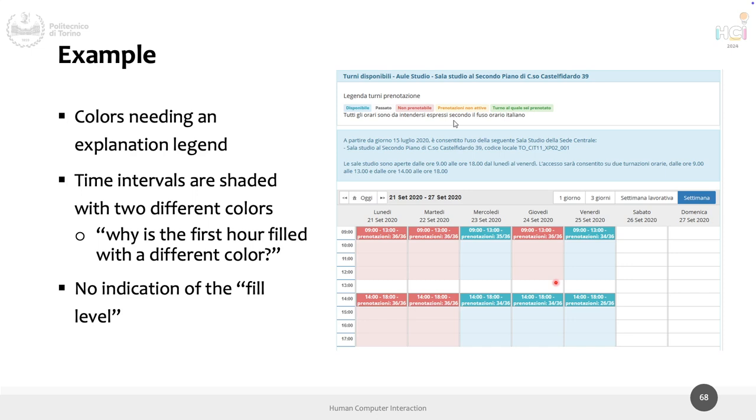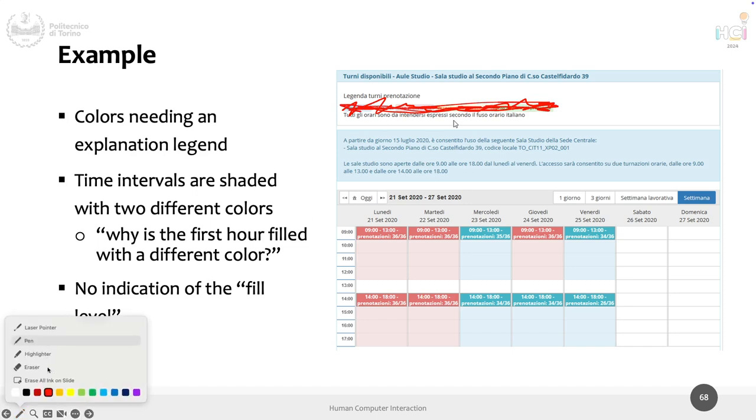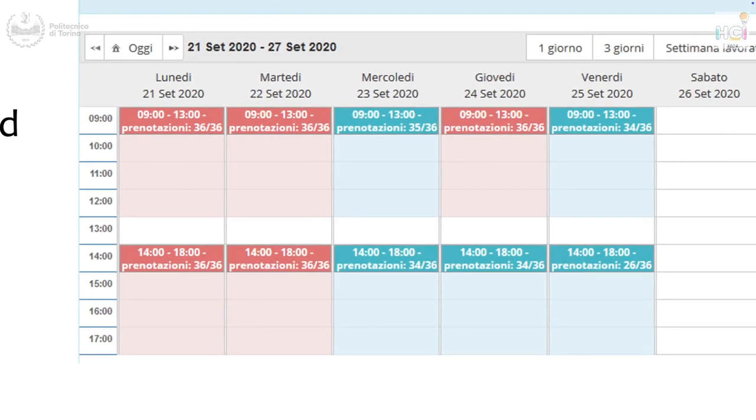But most importantly, if we say that colors are about giving meaning to information, can we associate the meaning that we expect? So if we don't have this legend, now can I delete this legend like this? If you don't have the legend, and just see this, what is red? What's the purpose of red?